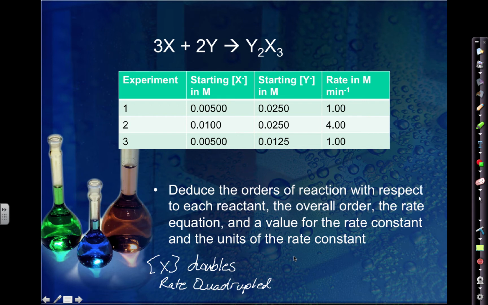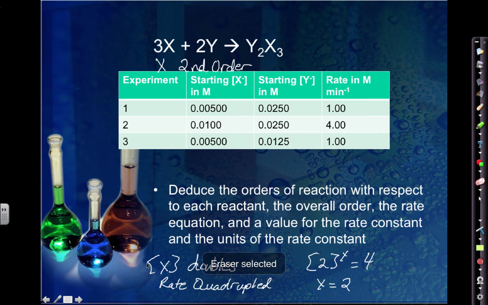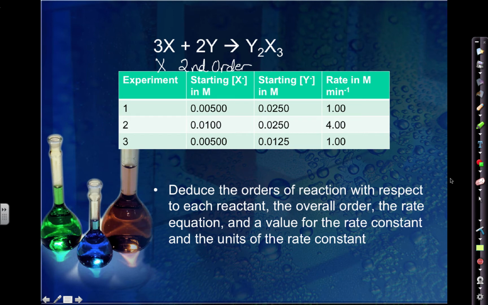All right, so I know that the concentration doubles here. So it went up by a factor of 2. And the rate went up by a factor of 4 as a result of that. Well, 2 to some power equals 4. It has to be 2. So that means that X would be second order in the reaction. All right, so now let's look at the other one. Let's look at Y.